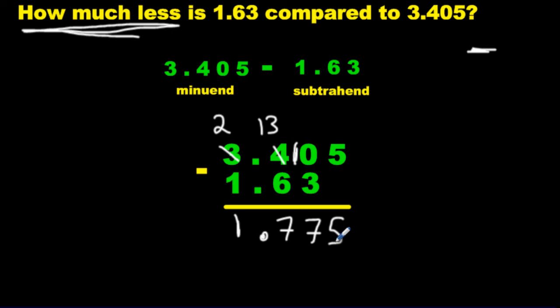Remember how to check our answer over. We're going to have to add, right? We go backwards and add. We go 5 plus 0 is 5. That works. 7 and 3 makes 10. 7 and 6 is 13. 1 and 1 is 2.